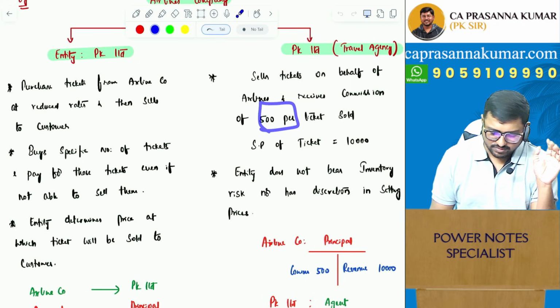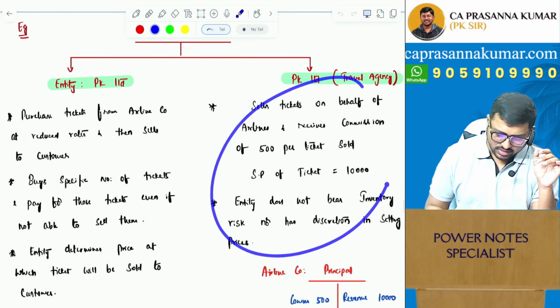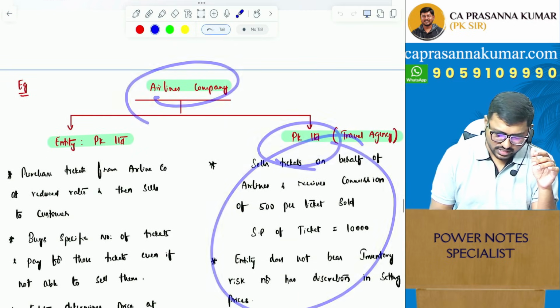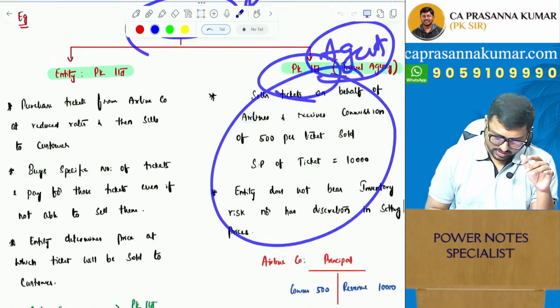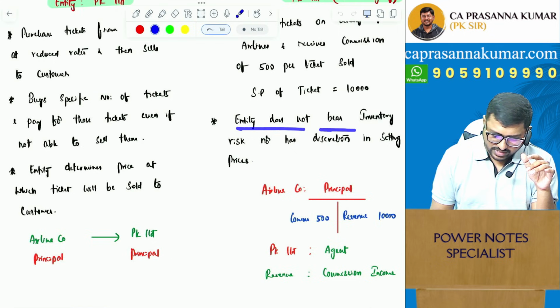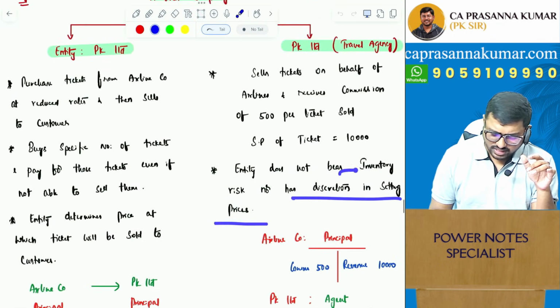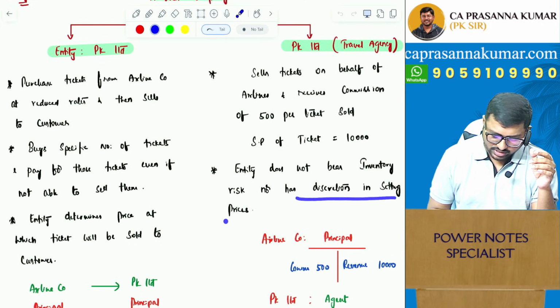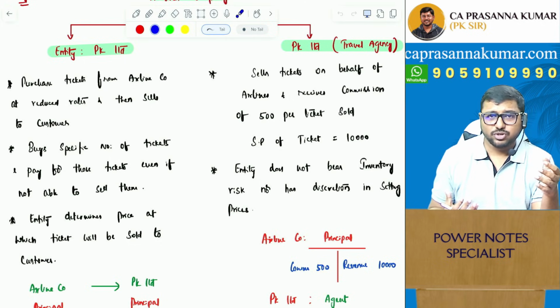And that is flat 500 per ticket, which means the kind of relationship that the airline company and the travel agency have got is: airline company is principal and travel agency is agent. Simple, that's all. The entity does not bear inventory risk, nor has discretion in setting prices. Inventory risk means inventory of tickets I'm talking about, okay? Nor discretion in setting prices; discretion means your choice.